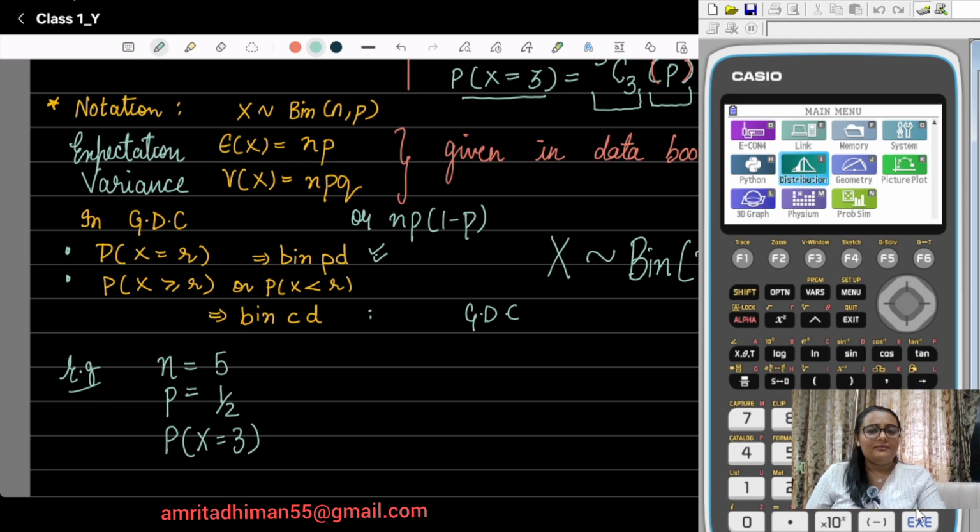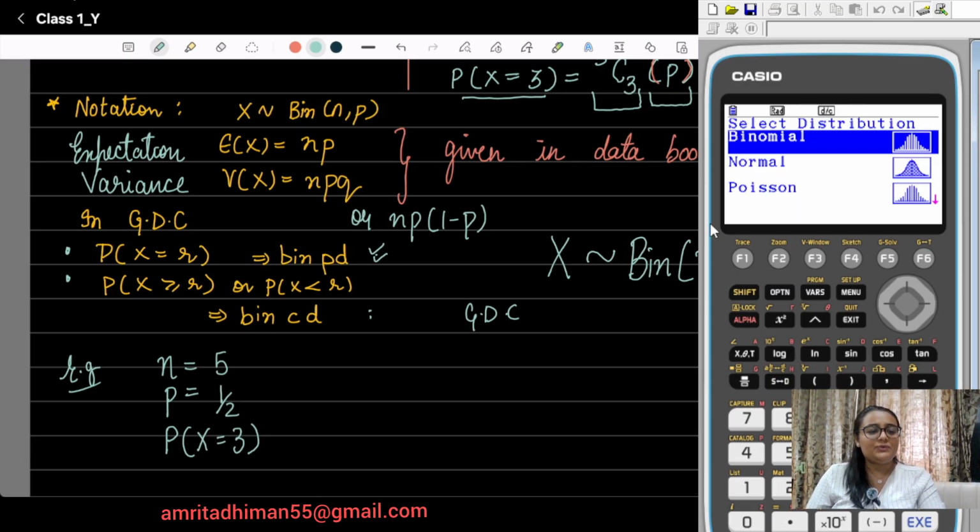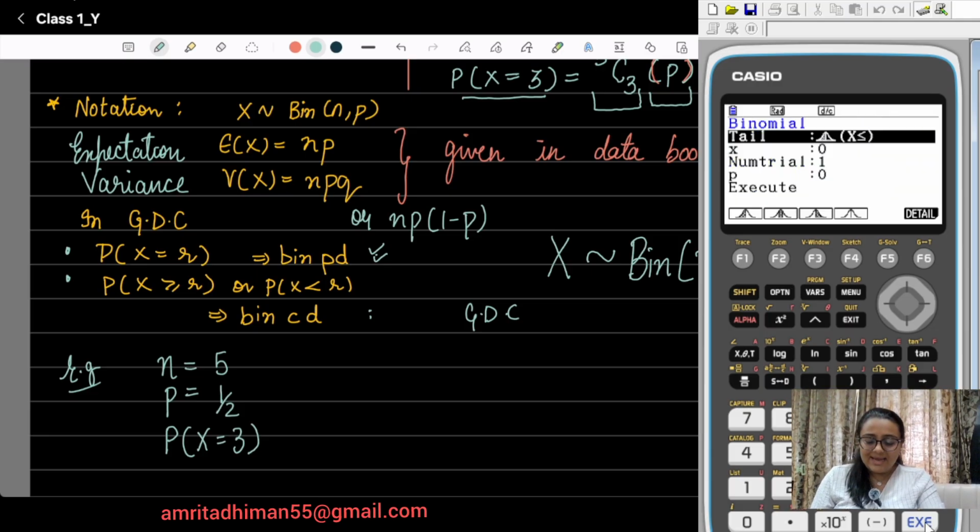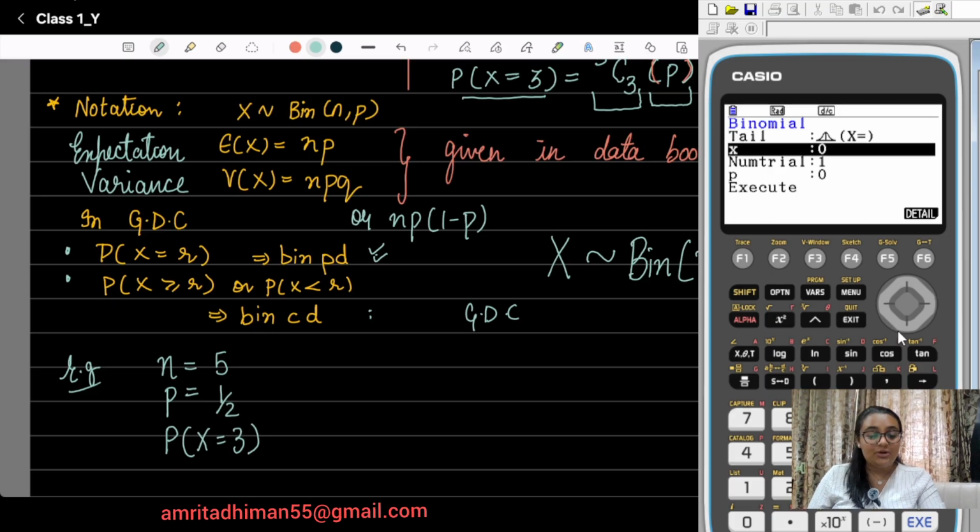Then we choose execute, and then we choose the binomial, the first one. We know that x is equal to 3, so for equal to 3 we choose this tail, exactly 1. For the x value, we need to find out at 3, so we write 3. The number of trials we have is 5, so here we put 5.